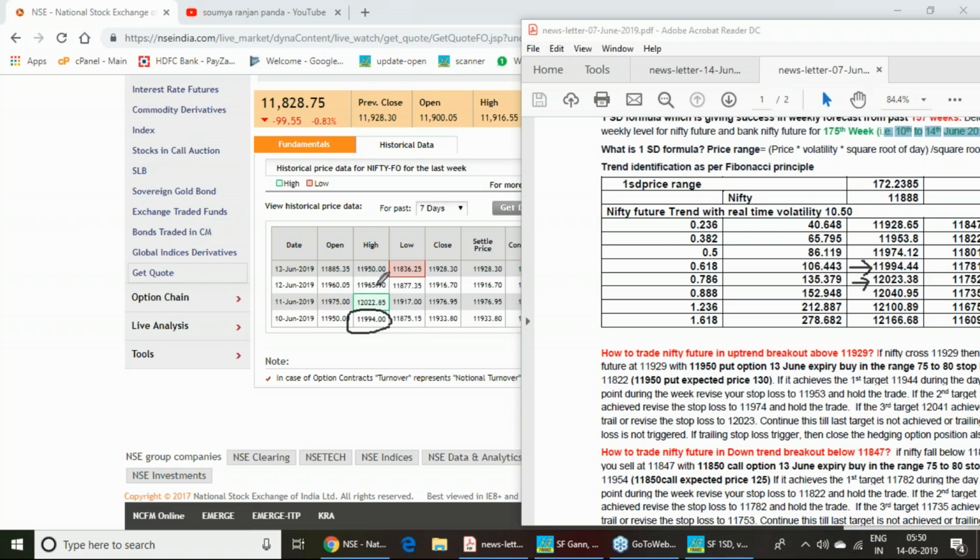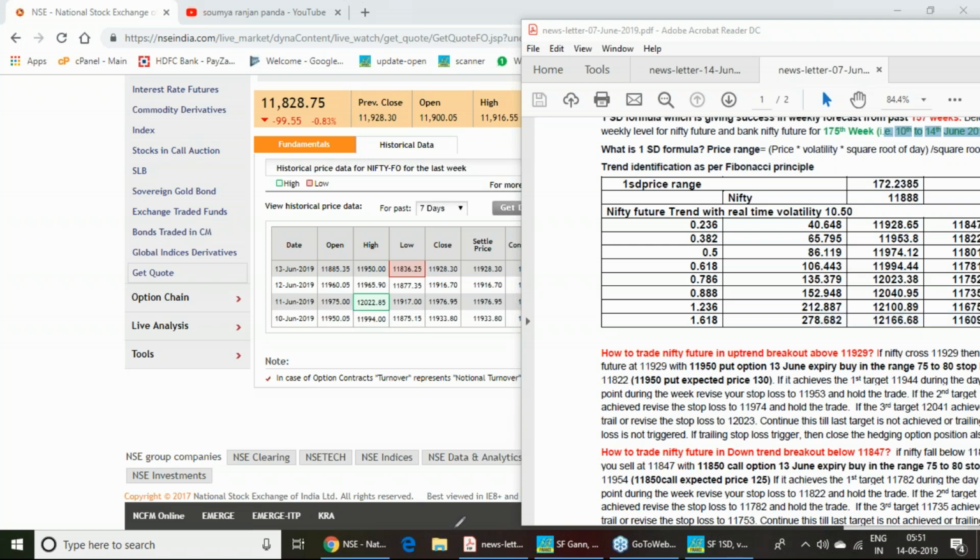On 12th June, the highest point of the Nifty future was 11,966, where I lagged by 7 to 8 points. Then on 13th June it made a high of 11,950, also one of my calculations, lagged by some 4 points. Today it has made 11,916, which doesn't fall in any of my calculations. This is the day's high point, and today we have closed at 11,829.